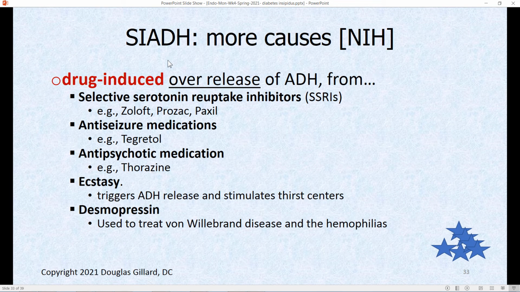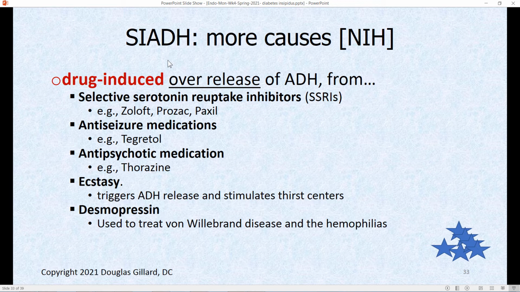All right, some more causes of SIADH. So there's common drugs, really common drugs, right? SSRIs, Zoloft, Paxil, Prozac. I mean, those are big names. We've heard those names. Doesn't happen to everybody, but some people it can stimulate the magnocellular neurons to overproduce ADH. And there you go. Then you're diagnosed with SIADH.